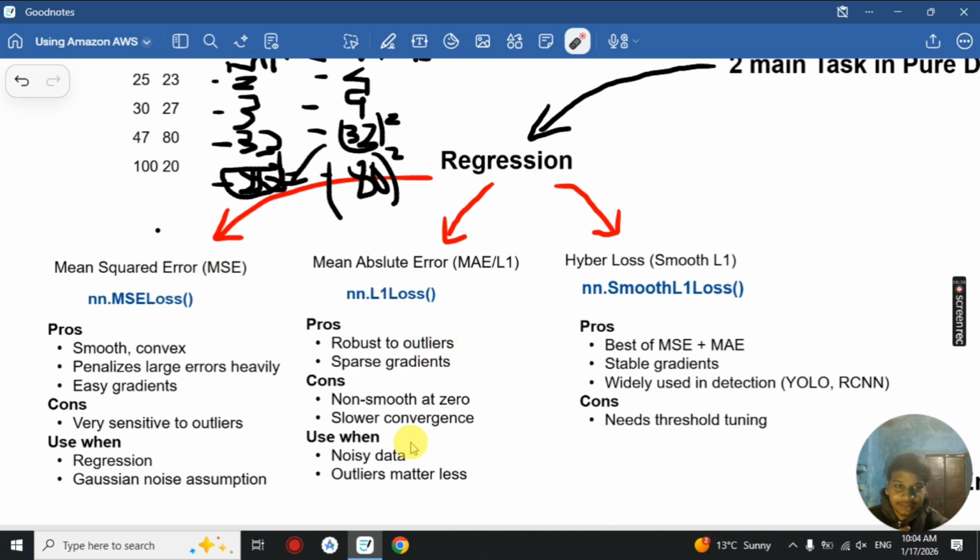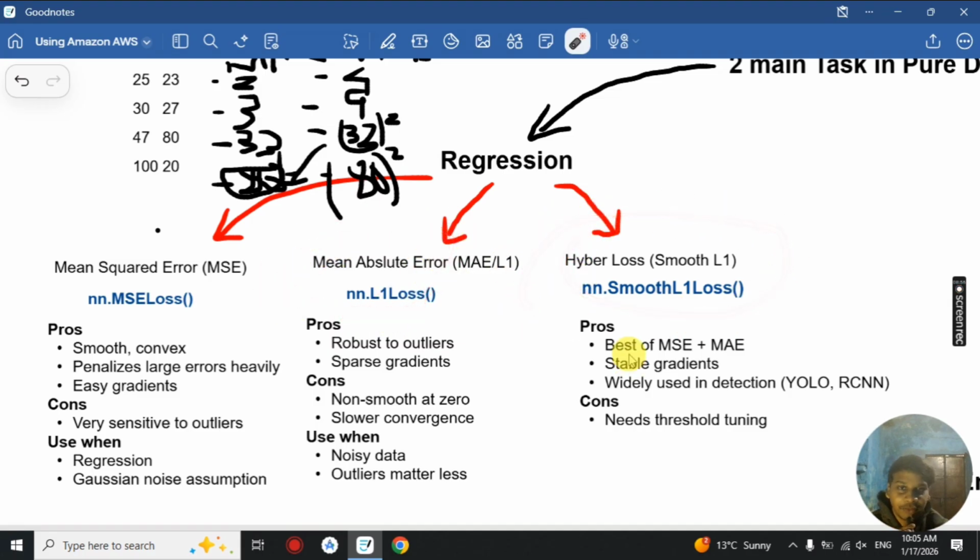Okay, it's useful in our noisy data or where the outliers matter less. So here, if there is an outlier, you will generally use mean absolute error.